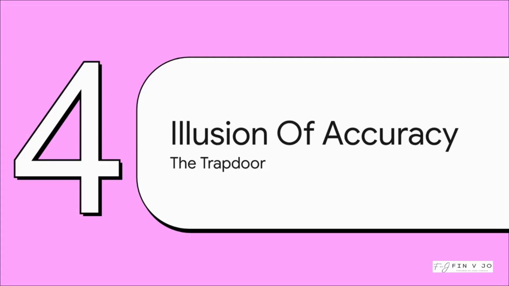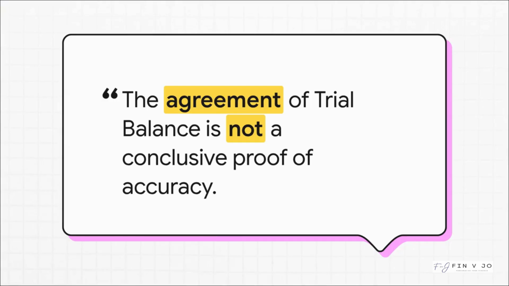Now for Section 4, the illusion of accuracy. Pay attention, because this is absolutely the most critical concept to grasp for your exams. The textbook explicitly warns us that the agreement of a trial balance is not a conclusive proof of accuracy. There's this really dangerous illusion of perfection when the numbers match. I mean, sure, it gives you reasonable confidence that your work is free from simple clerical math errors, but certain errors of principle and compensating errors can totally slip by undetected. Let's look at exactly what these invisible errors look like.